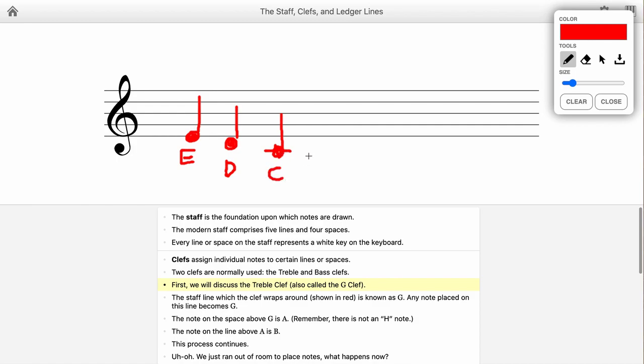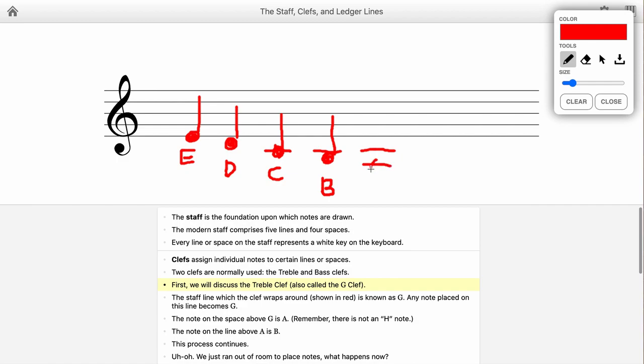We can still go lower. We draw our ledger line and draw the note just below the ledger line in the space that's underneath it. And now we have a B. And in this case, because it's a space, we don't need to draw another ledger line underneath it. But we can still go even lower. We need another ledger line.